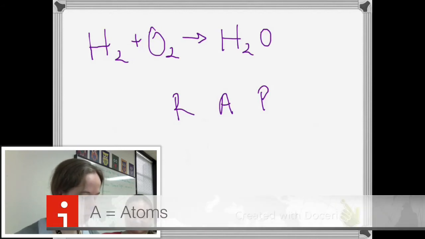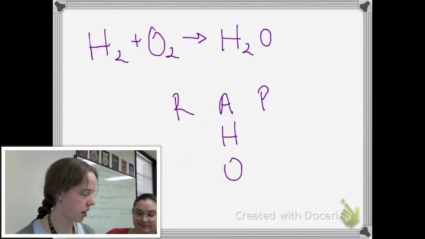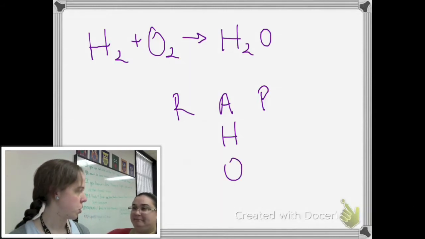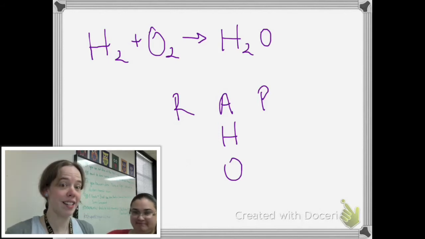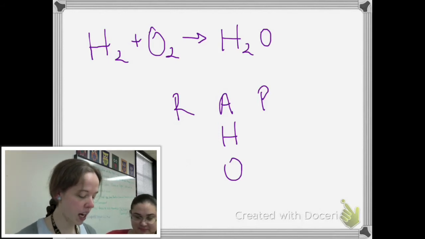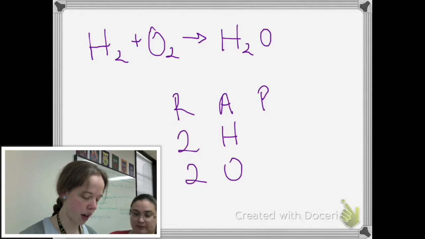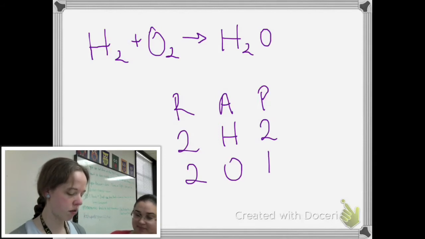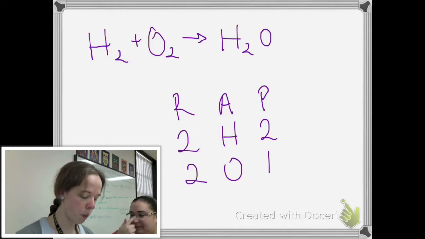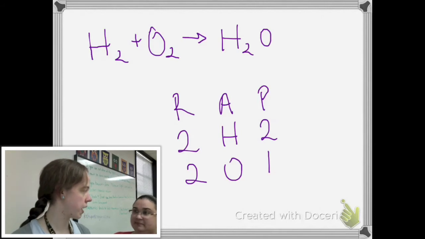All right, so what atoms do we have on the reactant side? I have H's. Okay, and we have O's. Do I have any other atoms on my product side that I didn't have on my reactant side? Nope. Should I? No, because they can't change. All right, so how many H's do I have on my reactant side? 2. How many O's do I have? 2. Product side, how many H's do I have? 2. Oxygens? 1. All right, so what do we say doesn't match? O's.